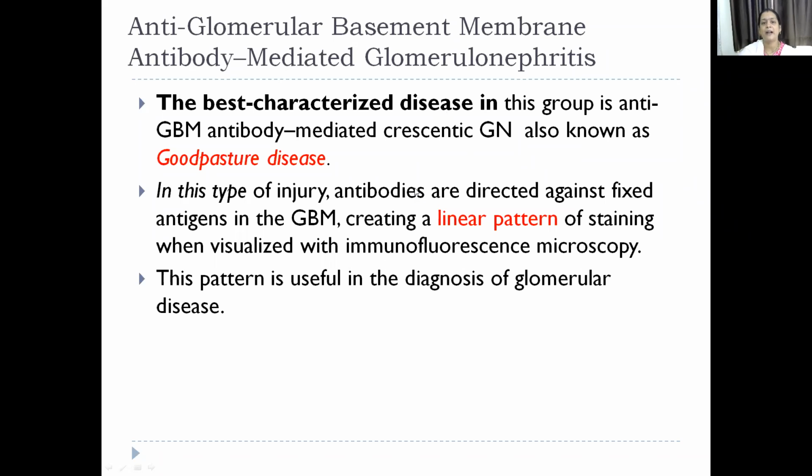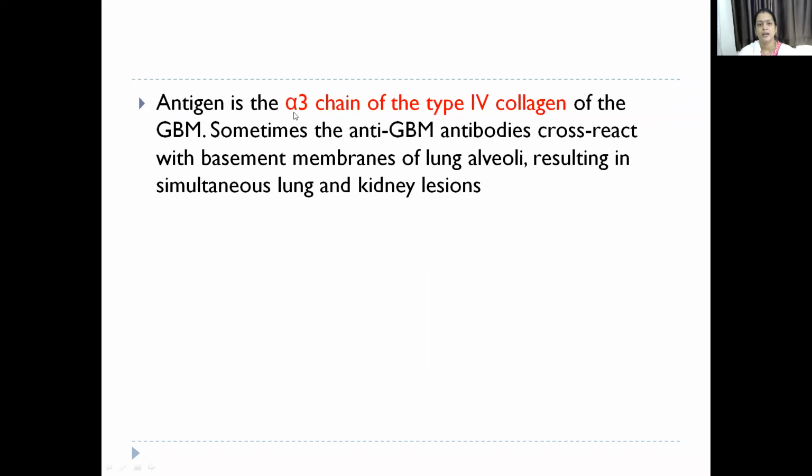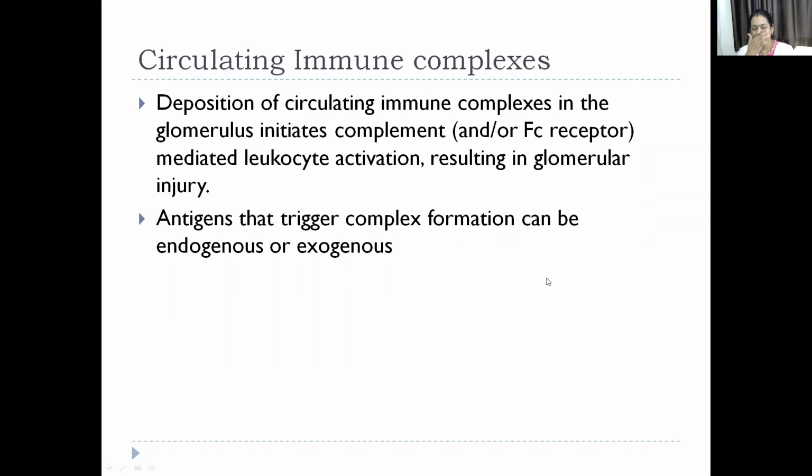Okay, this is a useful pattern to identify what kind of disease it is. So the antigen here, I told you, is the alpha 3 chain of type 4 collagen. Now, we have dealt with the in situ complexes, which can either be present as such in the kidney, or be planted there, or be seen with the podocytes or with the basement membrane, right? That is the example we have given: the Heymann model, the anti-glomerular basement membrane disease, and then infant cow's milk as an example of in situ immune complex formation.